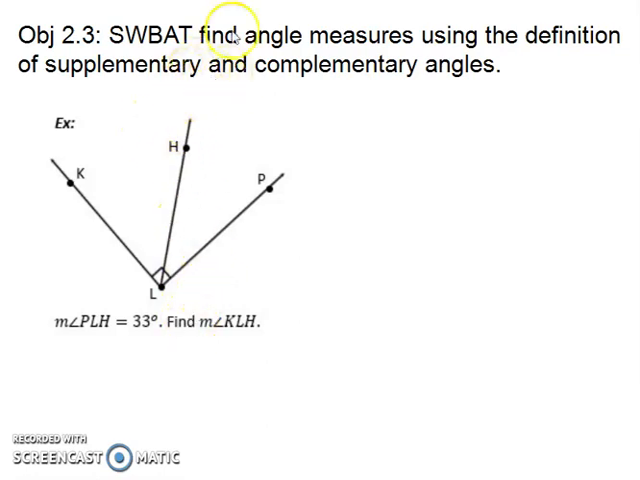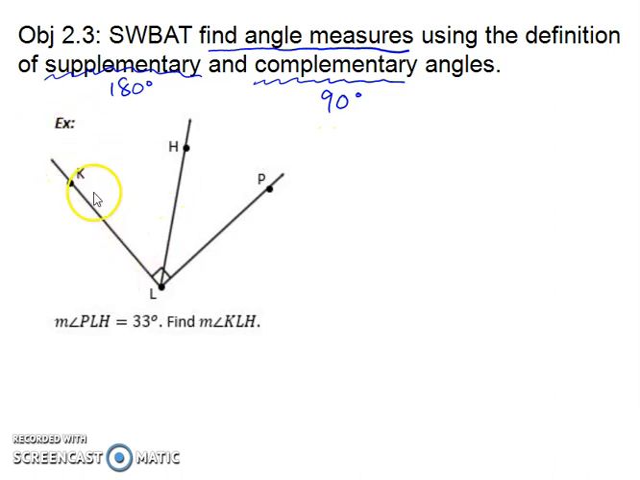Today's objective is that we are going to find angle measures just like we were last objective, but this time we're using the definition of supplementary and complementary angles. So as you wrote down above, supplementary angles are two angles that together make 180 degrees, and complementary angles are two angles that together make 90 degrees when added together.